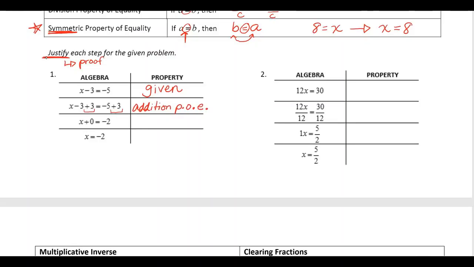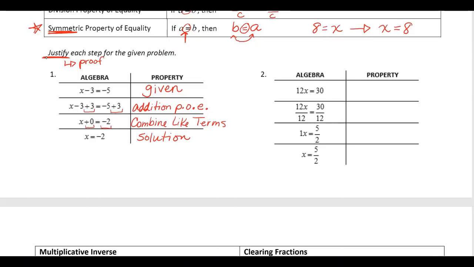Now, the next step they've done is they have actually combined to get the 0 and combined to get the negative 2. So the most logical thing to say for the property here is combine like terms, because we actually combined integers together. Now, if you're dividing, sometimes that step is just called simplify. And now we finally arrived at the answer, x equals negative 2, and we simply say solution.